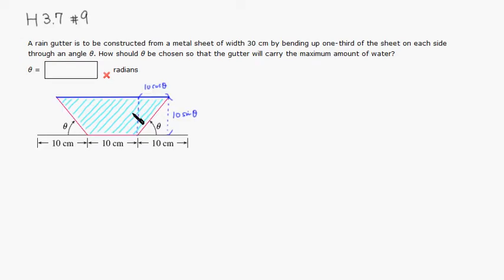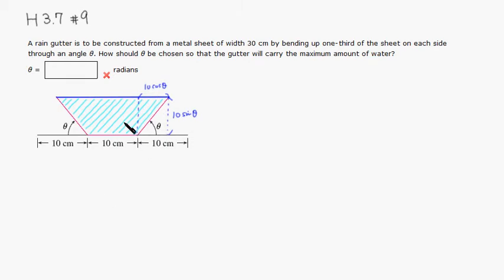In order to maximize the capacity, we basically want to maximize this cross-sectional area, which is a trapezoid. We know that if this angle is theta and this side is 10 centimeters, then this height is 10 times sine of theta, and this length is 10 cosine of theta.